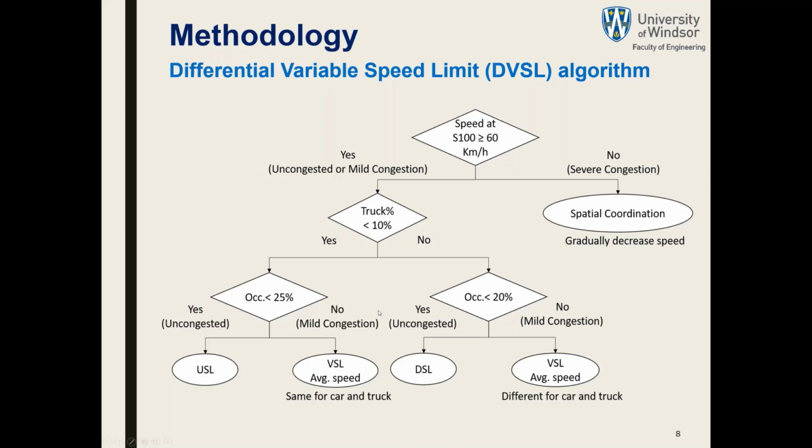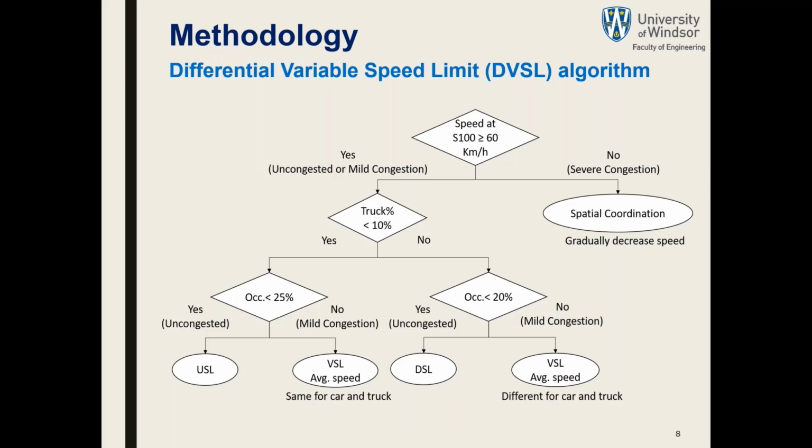In the mild congestion, the speed limit at the road section upstream of station 100 was set to the average speed in the section, when the occupancy is higher than the critical occupancy. We use a variable speed limit, the same speed for cars and trucks, in low truck percentage, and a variable speed limit different for cars and trucks in higher truck percentage.